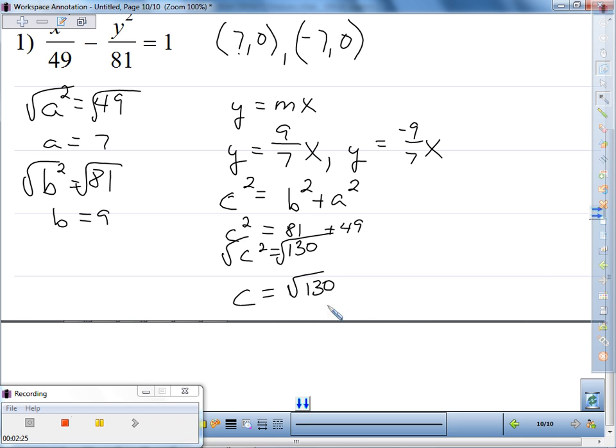Now, we've got to write this as an ordered pair. Just remember that it's going to be on the same axis as the vertices. So it's going to be (square root of 130, 0) and (negative square root of 130, 0). Okay, and so now we've found all the information, and then the next step would just be to graph it. But we're going to do that at a later time.